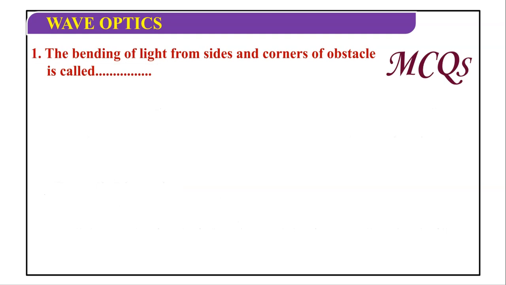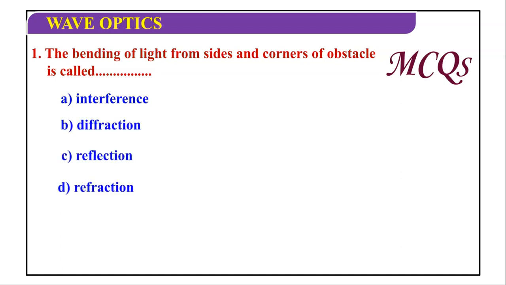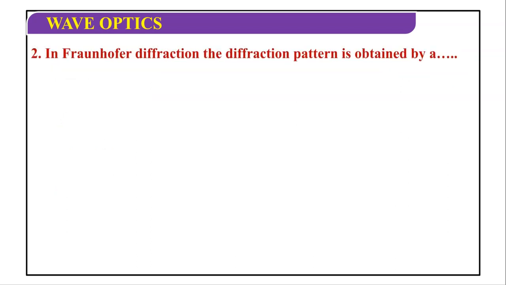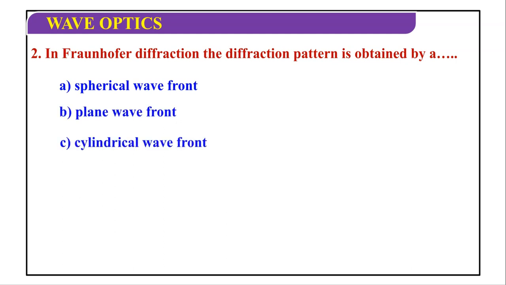Now let's move on to the questions. The bending of light from the side corners of an obstacle is called interference, diffraction, reflection, or refraction. The correct answer for this question is diffraction. Next question. In Fraunhofer diffraction, the diffraction pattern is obtained by a spherical wavefront, plane wavefront, cylindrical wavefront, or circular wavefront. The correct answer is a plane wavefront.